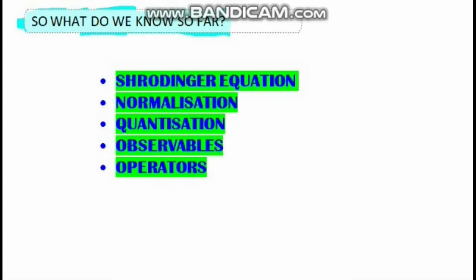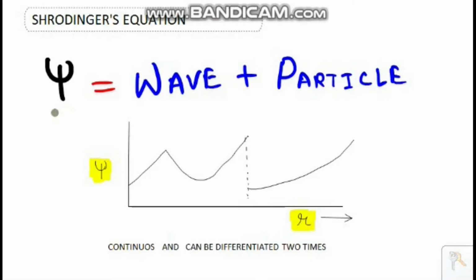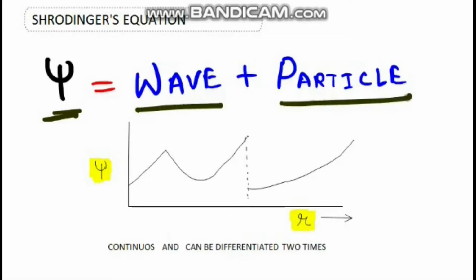Alright, welcome. So, let's see what do we know so far. Now we have read Schrödinger's equation, and so we know that psi are the wave functions that represent the wave and particle nature of quantum particles. Also, we know that psi is a continuous function because Schrödinger's equation is a second differential equation and we have to differentiate it, and so for a function to be differentiable it should be continuous.